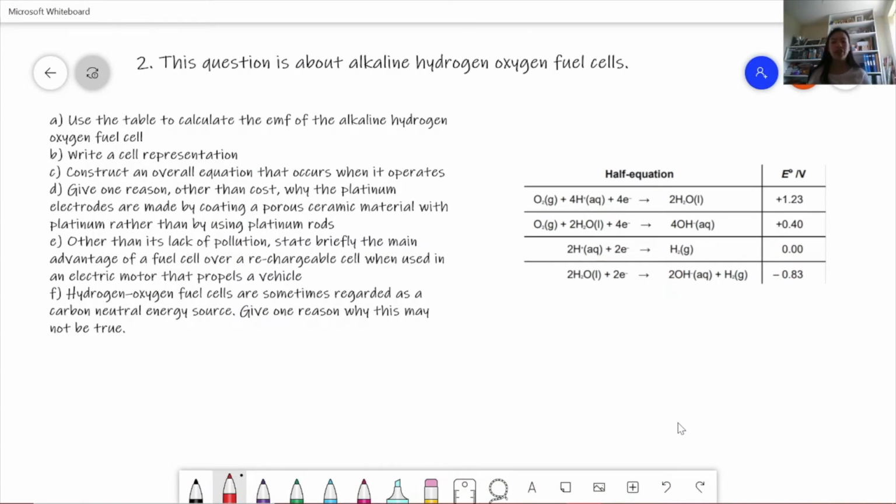Before I move on to question 2, feel free to click off the video and try it for yourself first. So this question is about the alkaline hydrogen oxygen fuel cells. And so for A, use the table to calculate the EMF of the alkaline hydrogen oxygen fuel cell. So what we do is we use the equation EMF equals standard electrode potential of the right minus the standard electrode potential of the left. And so the 2 equations that we need are this one and also this one, because these are both working in alkaline conditions.